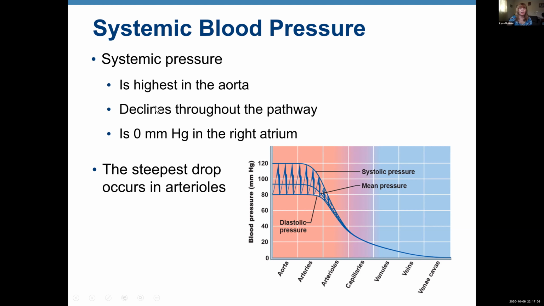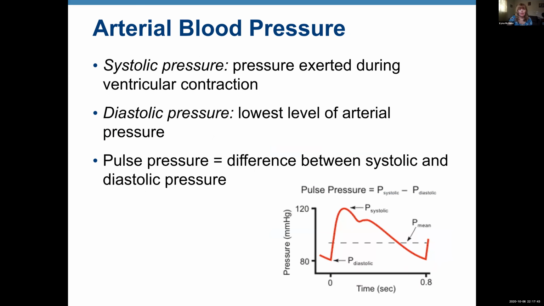Systemic blood pressure is highest in the aorta. It declines through the pathway. You can see over here how it declines, and it's almost zero in the right atrium. The steepest drop occurs in the arterioles, right? So you can see over here, we have the aorta, then arteries, arterioles, capillaries, venules, veins, and the vena cava that return blood back to the right atrium.